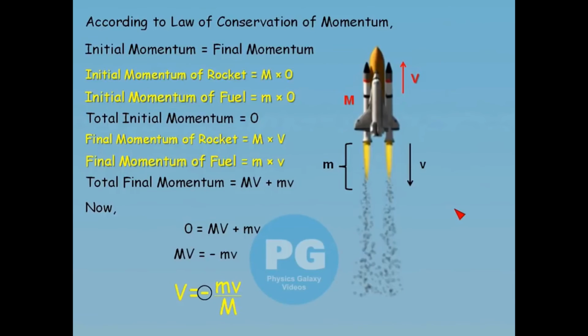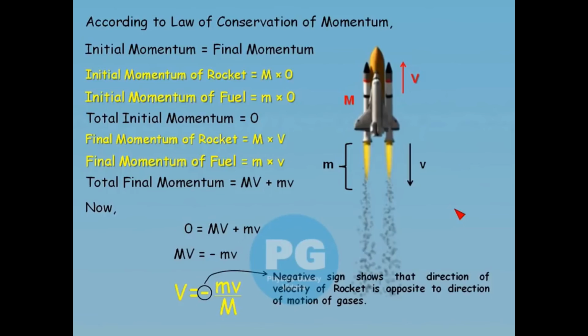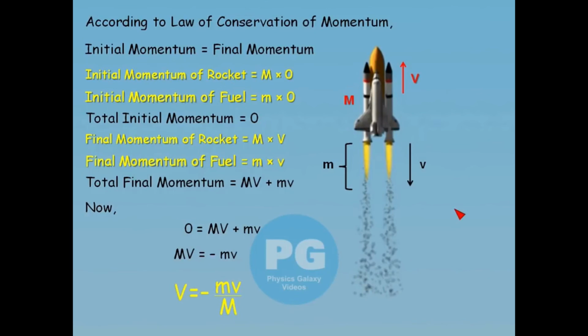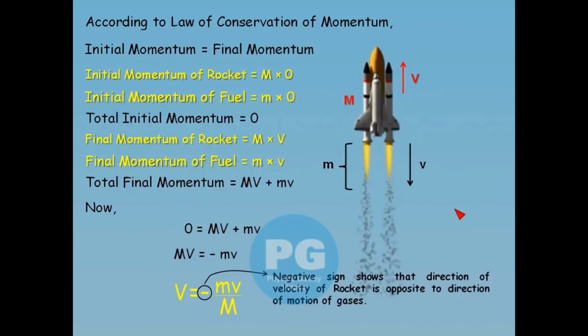If we rewrite the equation by simplifying it, we can write that the velocity of the rocket that we denoted by capital V is equal to minus small mv upon capital M. Here this negative sign denotes that the direction of velocity of the rocket is opposite to the direction of motion of the gas. This is the same expression that we have already derived in the case of the motion of a gun, or the recoil velocity of the gun.